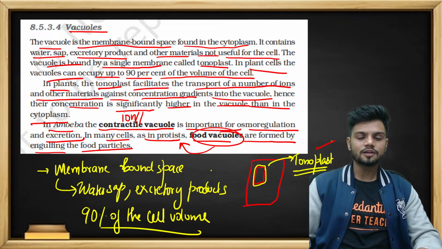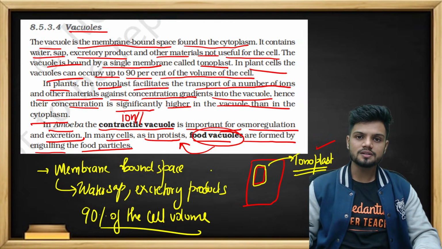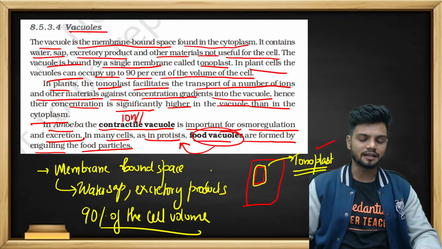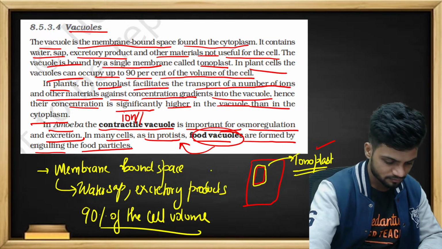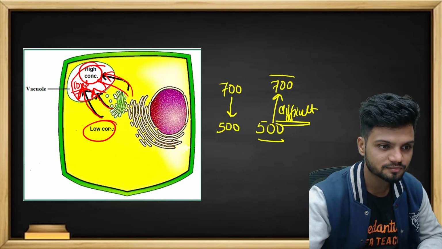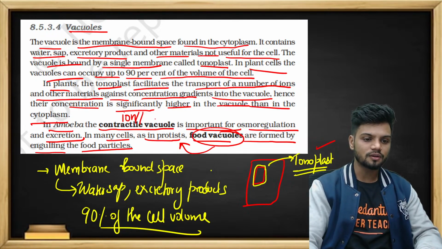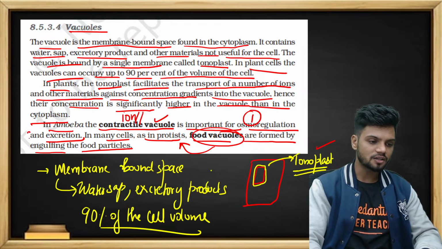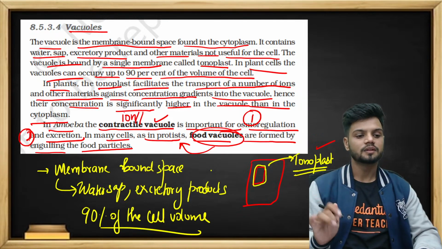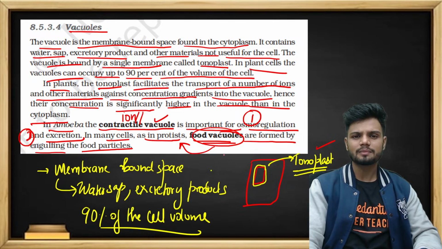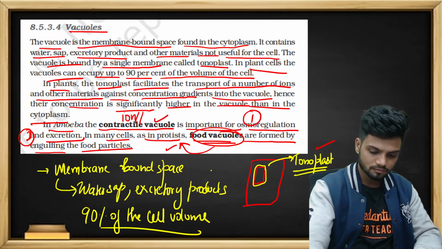Now, what is the function of the vacuole? It can transport ions into the vacuole against the gradient. Then we have the contractile vacuole in the case of amoeba, which helps in osmoregulation, first point, and helps in excretion, second point. Then there are also food vacuoles in the case of paramecium, that is your protist.